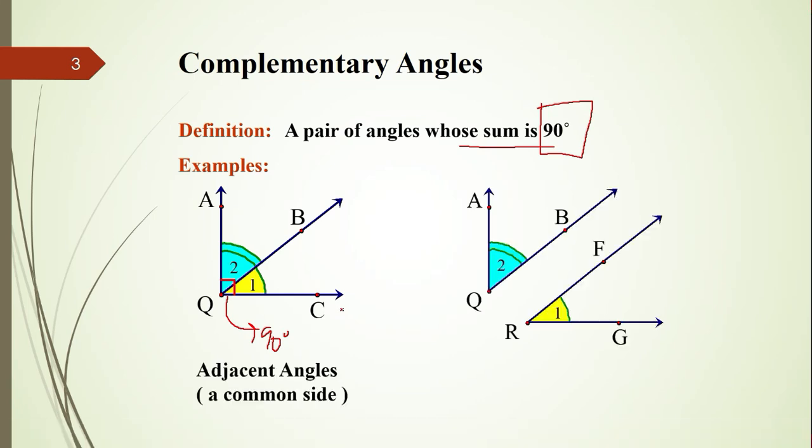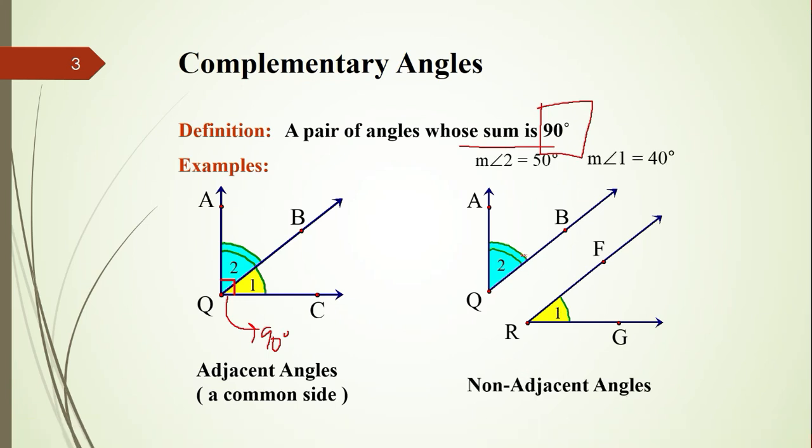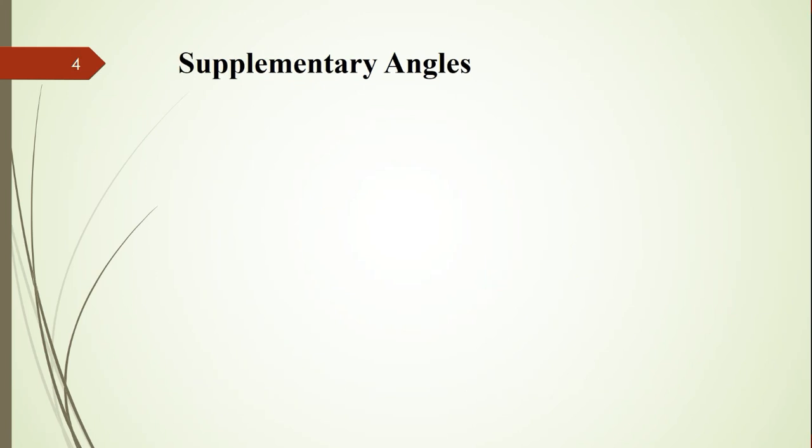Okay? There are some complementary angles that are adjacent at the same time. So this is a complementary angle pair that is adjacent. They have a common side and a common vertex. But this one right here is also complementary, but they are non-adjacent. They don't share a common vertex and a common side. Right? Let's continue. The next angle pair is supplementary angles, a pair of angles whose sum is 180.